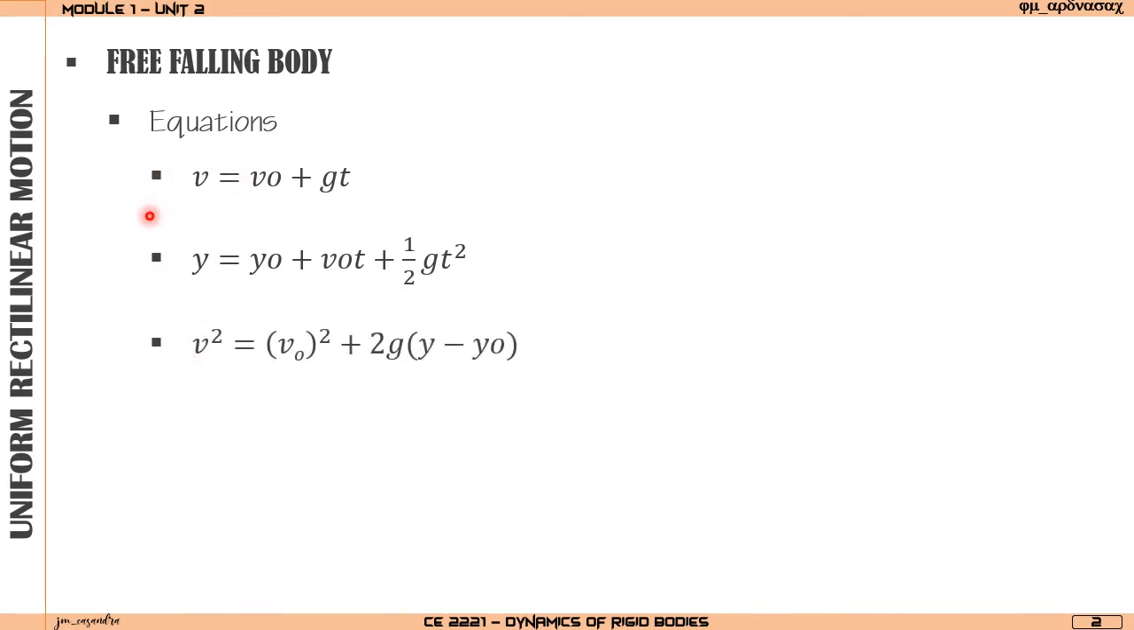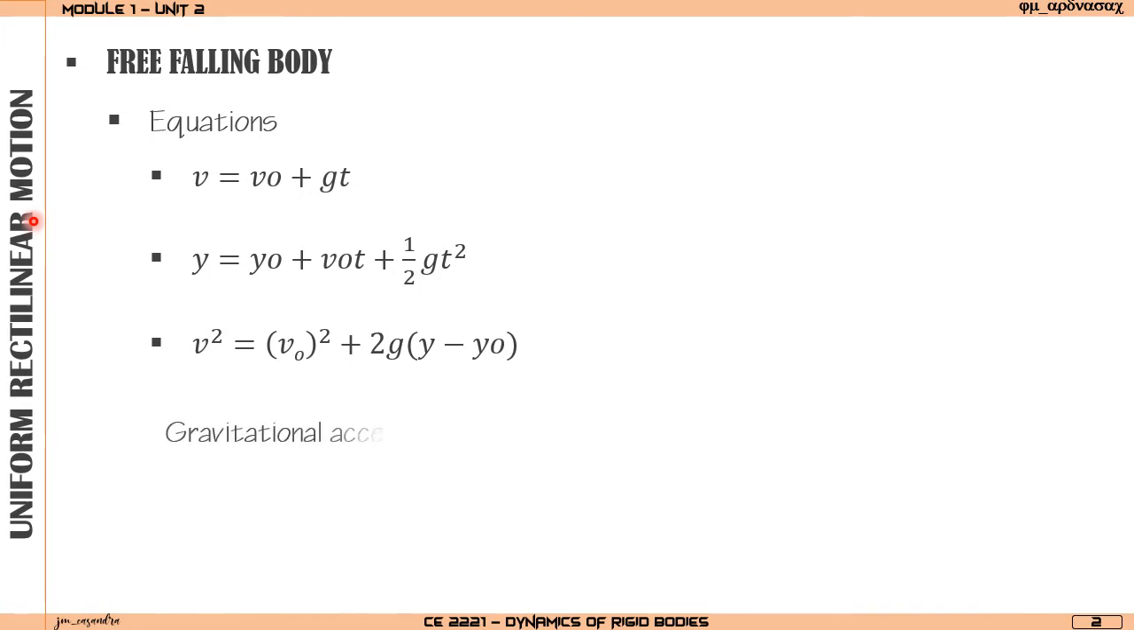So we have our three general equations that we could use for free falling bodies, that is v equals v sub o plus gt, y equals y sub o plus v sub o times t plus 1/2 gt squared, and we have v squared equals v sub o squared plus 2g times the change in your displacement or in your positions.